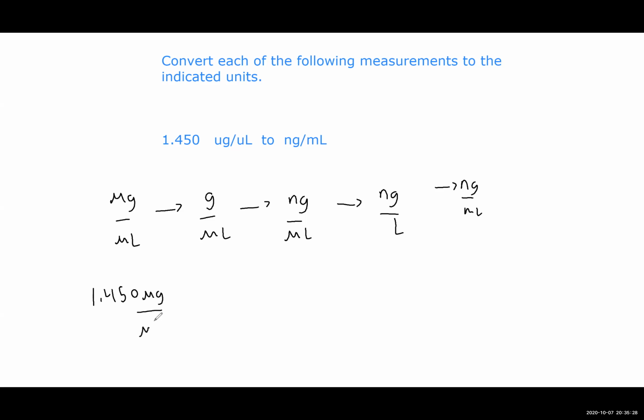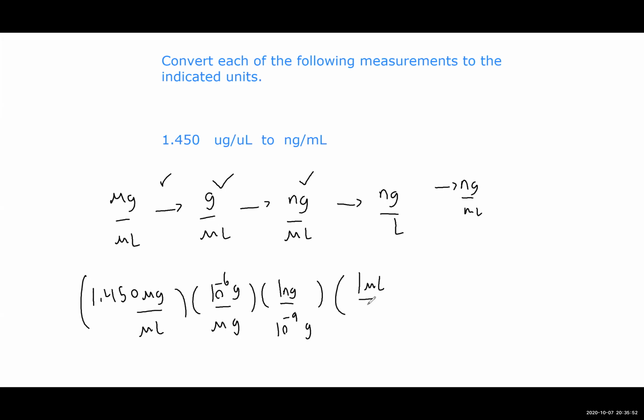With this solution map established, we have 1.450 microgram per microliter. We know that there are 10 to the negative 6 gram per microgram, and in 1 nanogram we have 10 to the negative 9th gram. So we've checked off this first conversion. Now we're going from 1 over microliter to 1 over liter. In 1 microliter, there are 10 to the negative 6 liter, and there are 10 to the negative 3rd liter per mL. Punching this into our calculator, we get 1.450 times 10 to the 6th nanograms per milliliter.